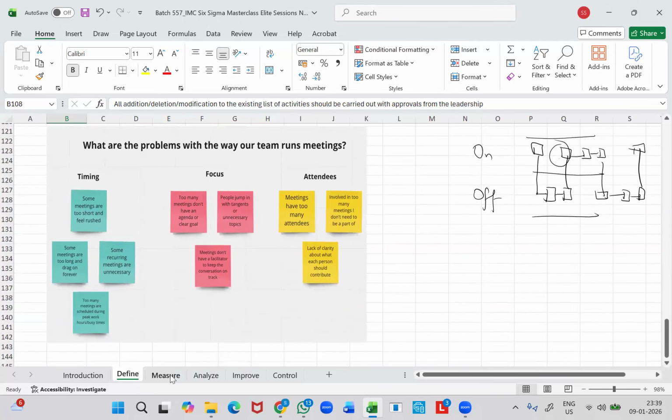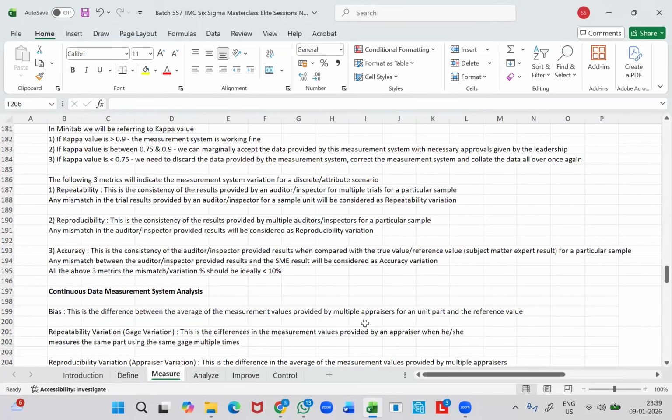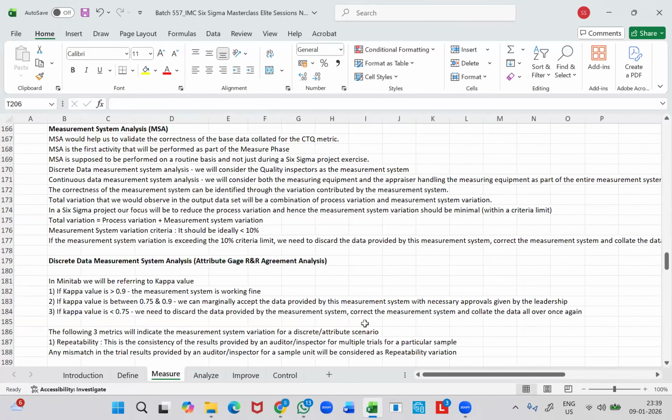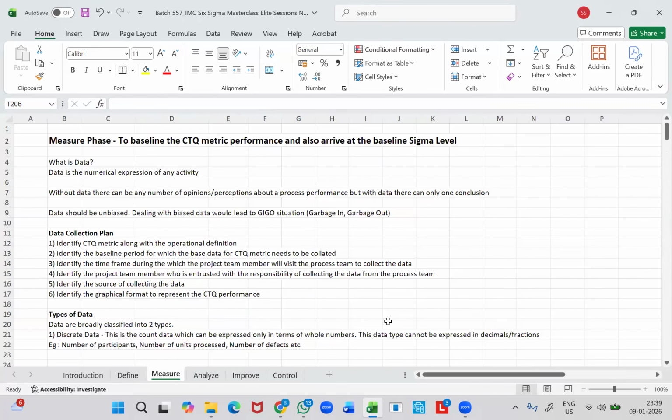Now we will move on to the next phase, which is the measure phase. This is the second phase in the DMAIC approach. The measure phase is slightly lengthy because measure phase is where, as I told you, you'll also get introduced to the statistical tools and techniques. So we will discuss quite a good number of concepts as part of the measure phase.